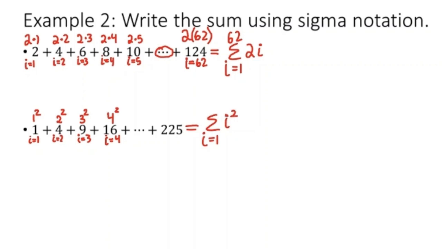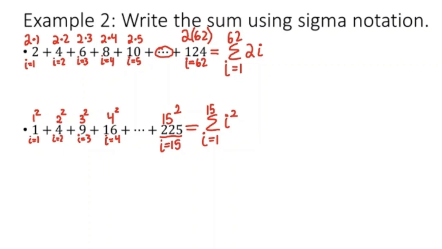If this pattern continues, what number squared would give us 225? Well, 15 squared is 225. So 225 would come from when i equals 15. So our upper bound in our summation is 15. So our sum in sigma notation is the sum from i equals 1 to 15 of i squared.